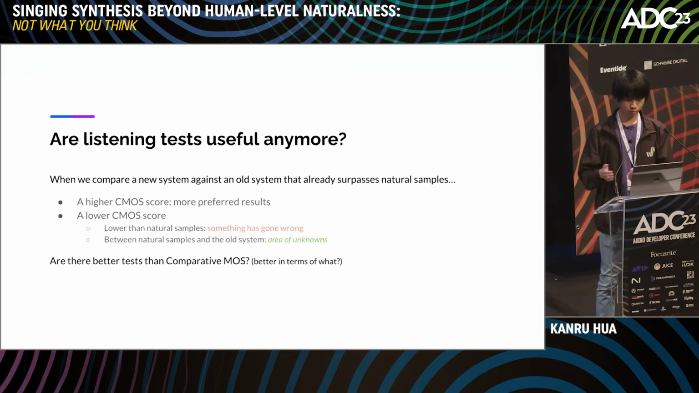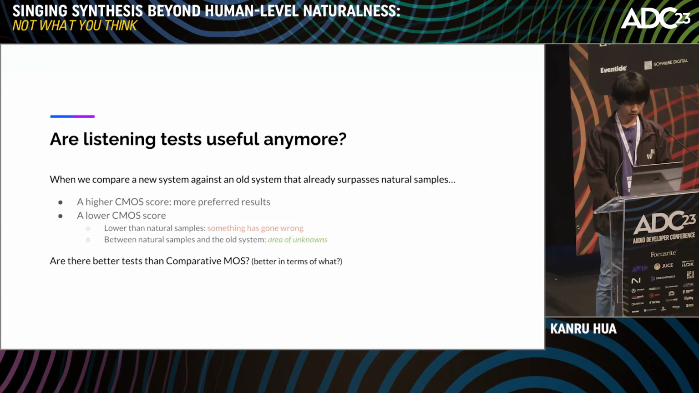If we got a lower score than the old system, then there are two subcases. If the score is lower than both the old system and the natural samples, then we know something has gone wrong, or likely has gone wrong, because it is not preferred and is not natural. But what if the score is between the natural samples and the old system? Then I call it the area of unknowns, because it could be more natural, it could be less natural, we don't know.